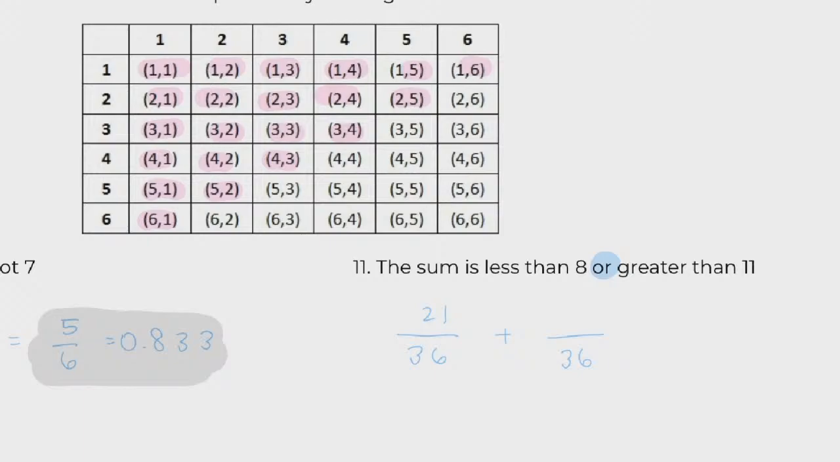And we also have to find the ones where the sum is greater than 11. That's only this one, because that adds up to 12 and everything else is less than 11. So our equation would be 21 over 36 plus 1 over 36, which is 22 over 36, or 11 over 18, or 0.611.